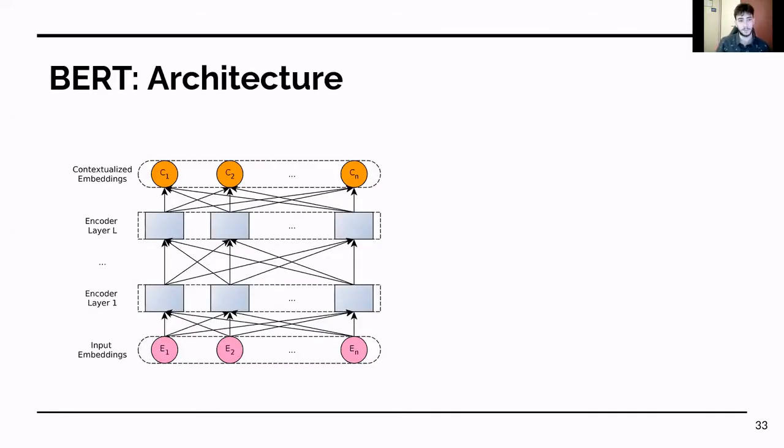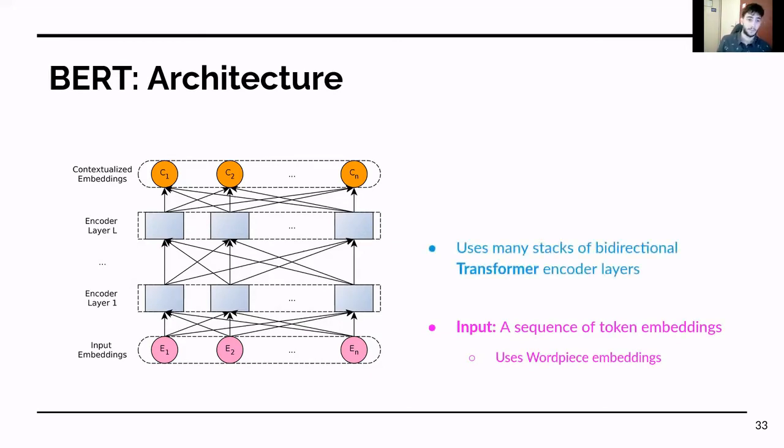So a few things about BERT's architecture. It takes as input a sequence of WordPiece embeddings. It processes them using many stacks of bidirectional transformer encoder layers, and it produces an output of equal length that we call contextualized embeddings, because they have information about not just themselves, but also all the other tokens in the sequence.